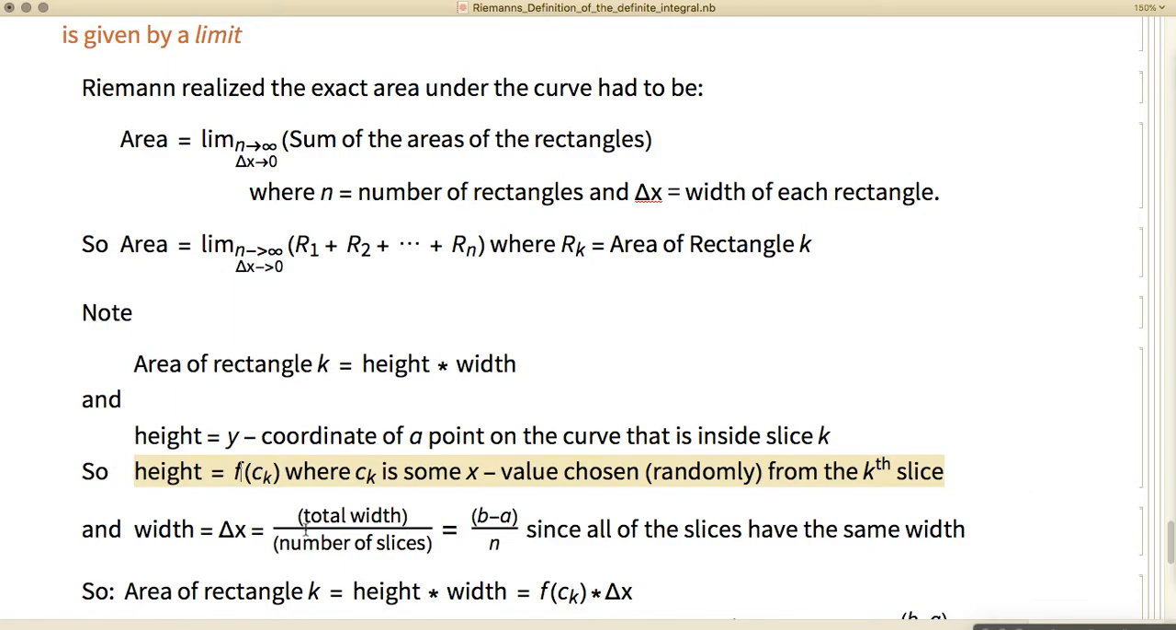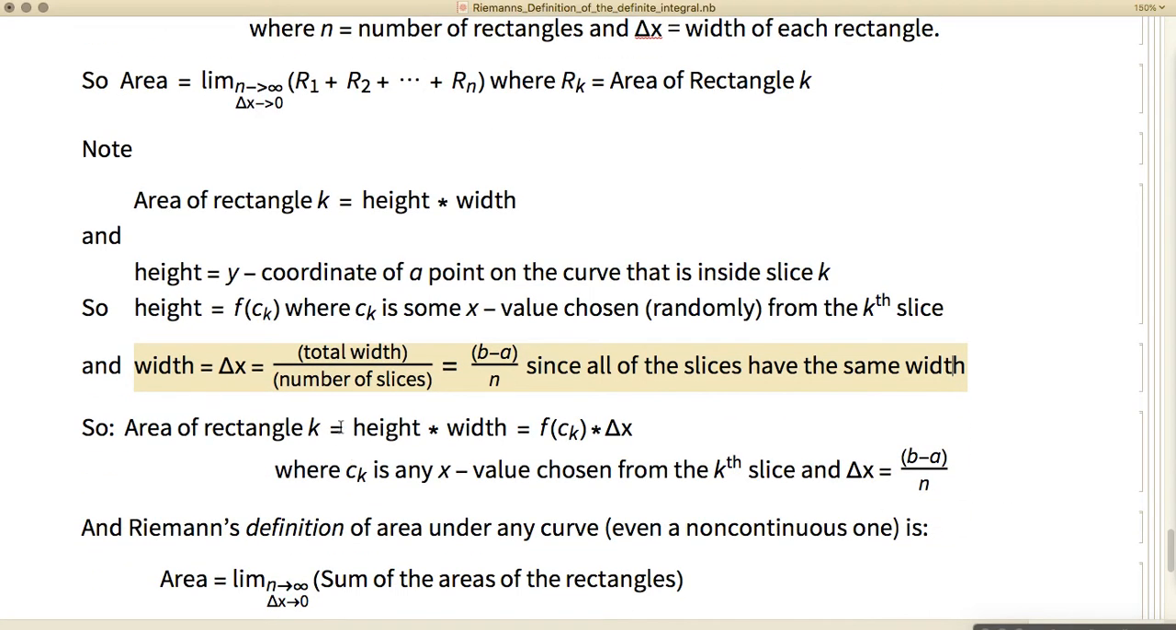And because we are chopping the interval into n equal width sub-intervals, in other words, n slices that all have the same width, the width of my rectangle can be given by delta x, which is the total width of the interval that we are integrating over, divided by the number of slices. And that's going to be b minus a divided by n. And that is because all the slices have the same width.